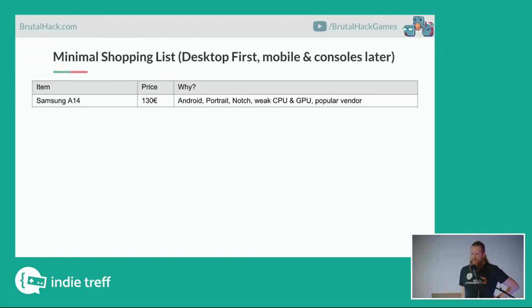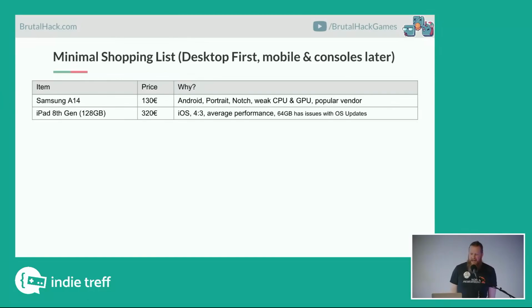So why do we go for the A14? We got Android, a portrait mode, we got a notch in there, and it costs only 130 euros. It's got a weak CPU and a weak GPU, which for me is a plus. I want to see how does my game perform on a weak mobile phone? I know it'll run on the newest iPhone. That's not the interesting question. And it's a popular vendor, so if it works on a Samsung GPU, they have a specific vendor that they always use, the GPU vendor, so that'll most likely work on like 50% of all Androids now.